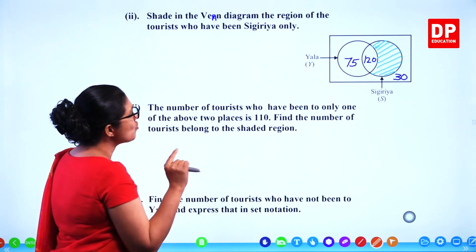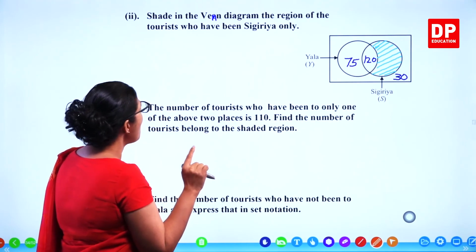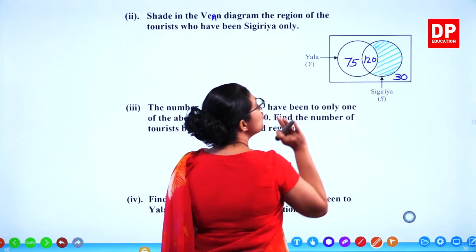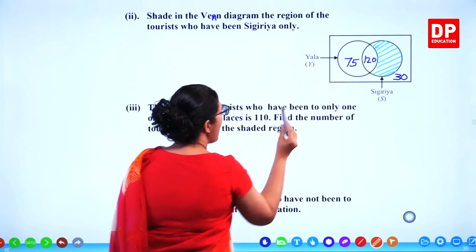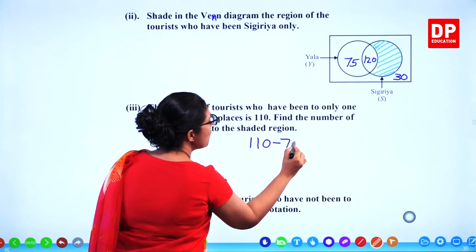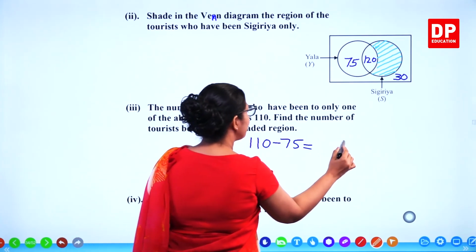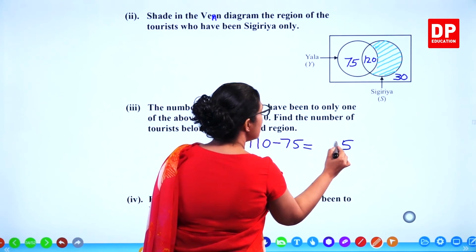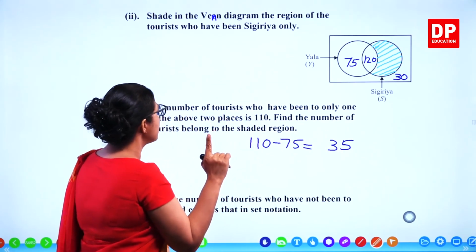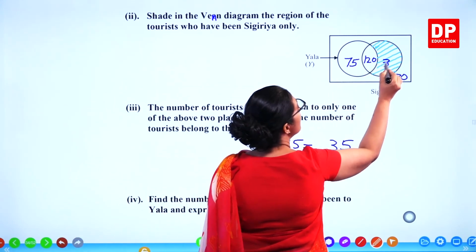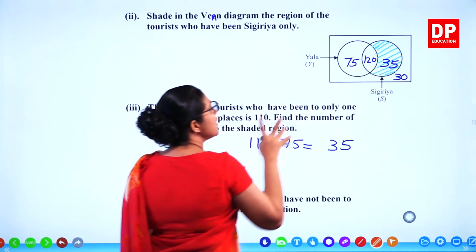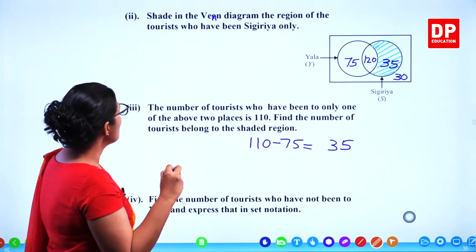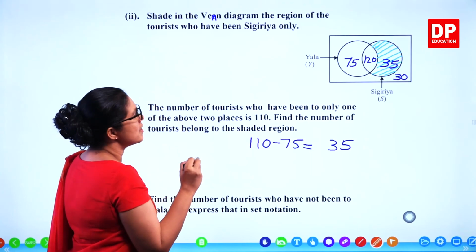The number of tourists who have been to only one of the above 2 places is 110. So that means either to Yala or to Sigiriya. So 110 minus 75. So 35 is there here, because either one of these is 110, and 110 minus 75 you get 35. Find the number of tourists who belong to the shaded region, that's 35.